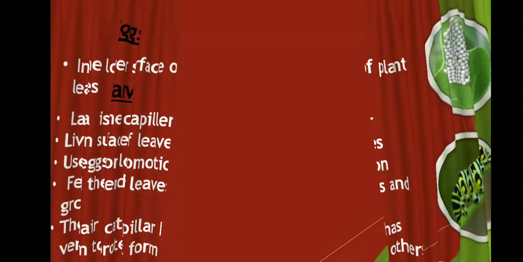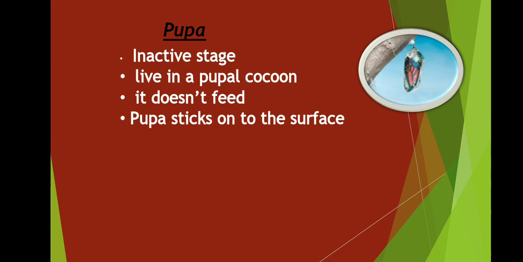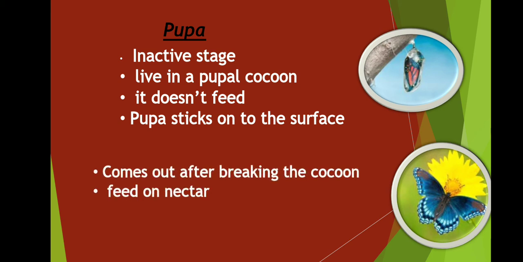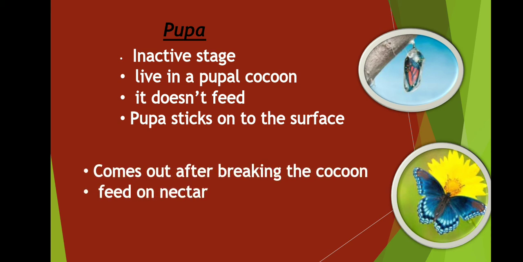Okay, now let's move to another one, the pupa. Here the pupa is inactive. They don't feed, they lie on the surface. Now the pupal cocoon is broken and the butterfly comes out after struggling.